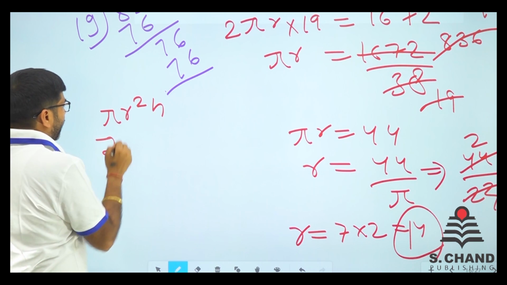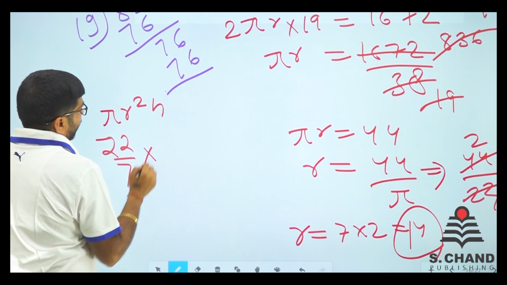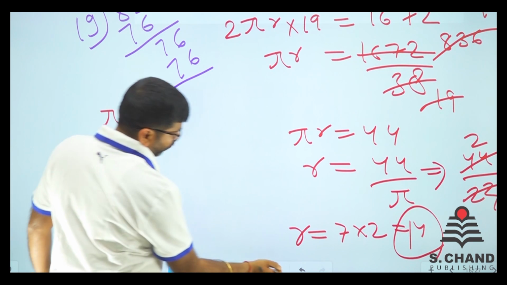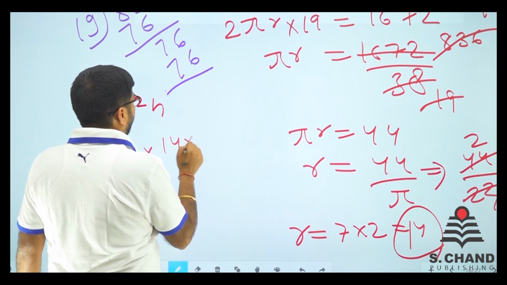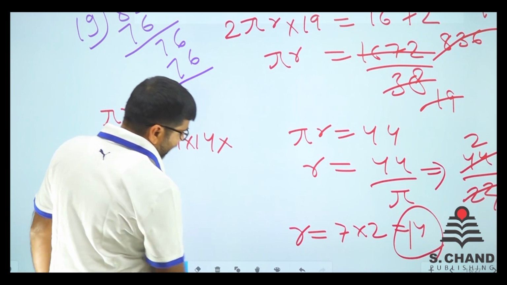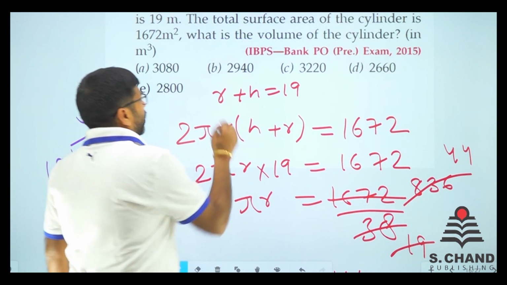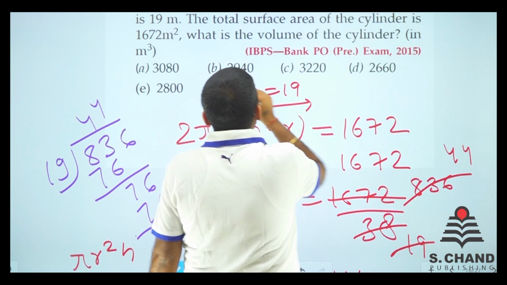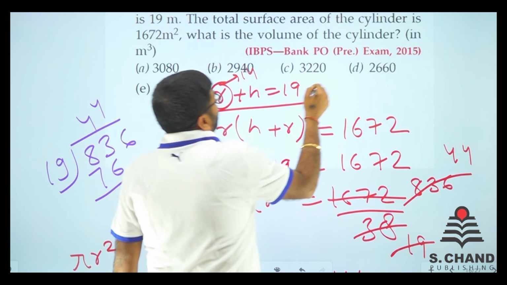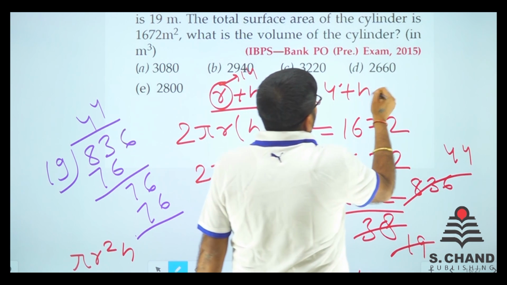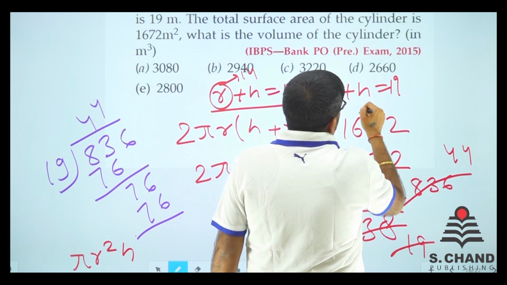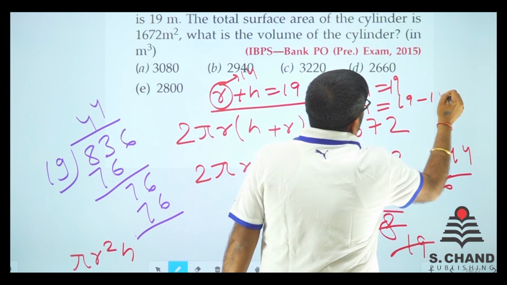So pi is 22 by 7. Then r square, r is equal to 14, so 14 into 14. Then what is h? Let me tell you what is h. R plus h here is 19. In that, r is 14, so 14 plus h is equal to 19. That gives h is equal to 19 minus 14.